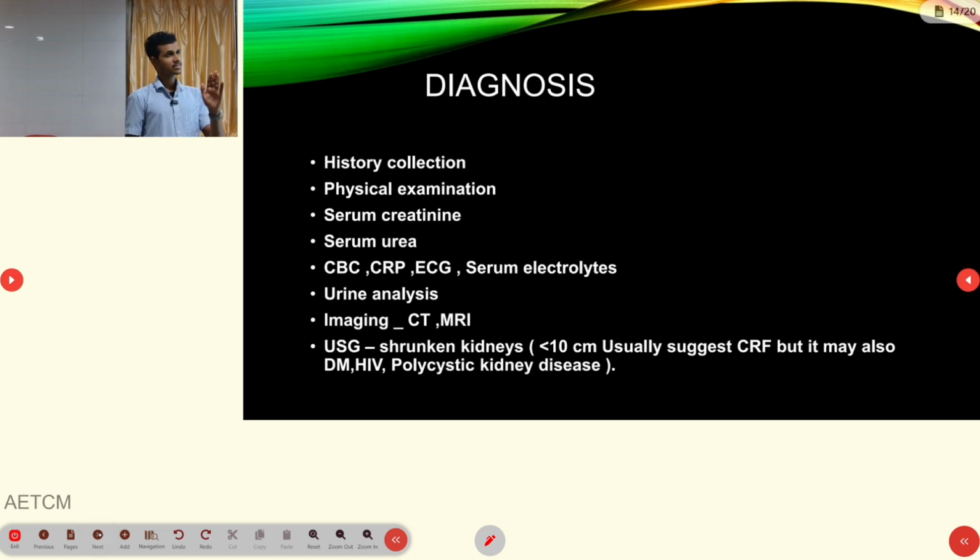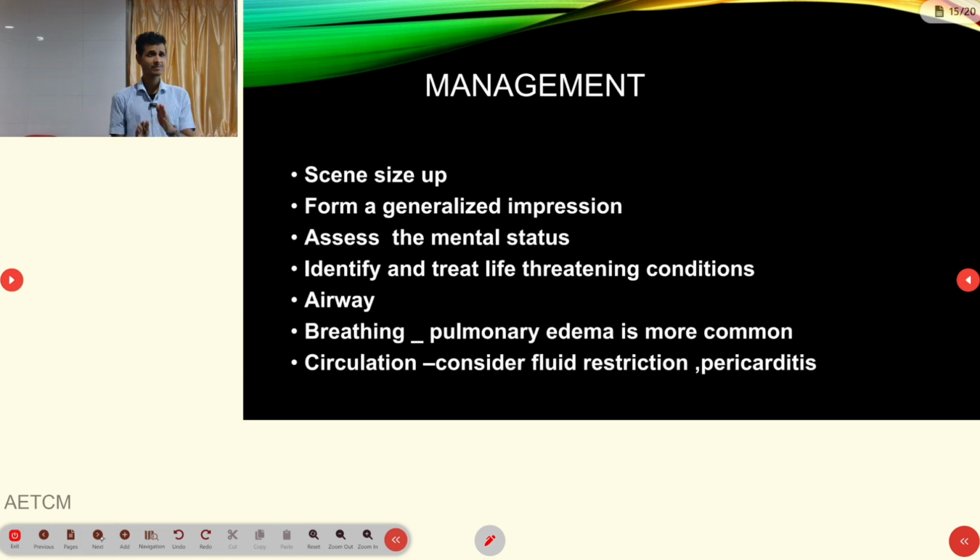Diagnosis in hospital: history collection, physical examination, serum creatinine, urea level, CBC, CRP, ECG, serum electrolyte level, urine analysis, and imaging wise CT, MRI, and USG, where you can see the sunken kidney. Management: whatever we discussed in the clinical features, that is what we are going to manage.